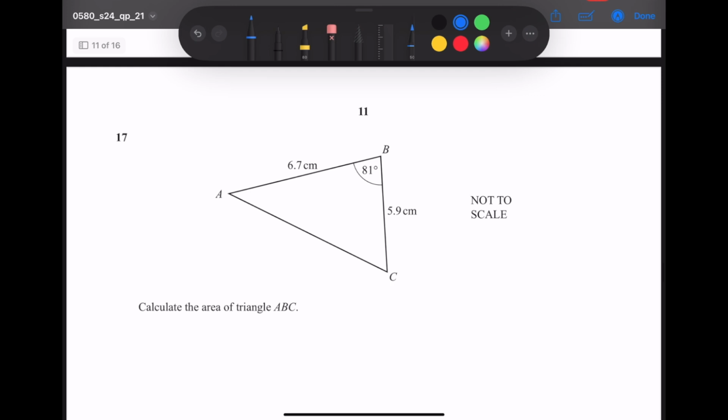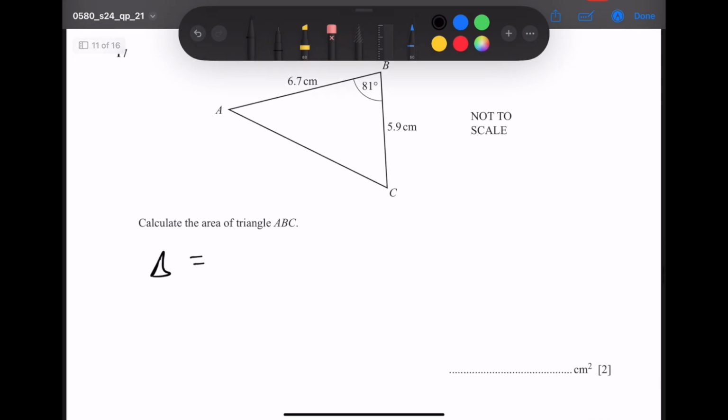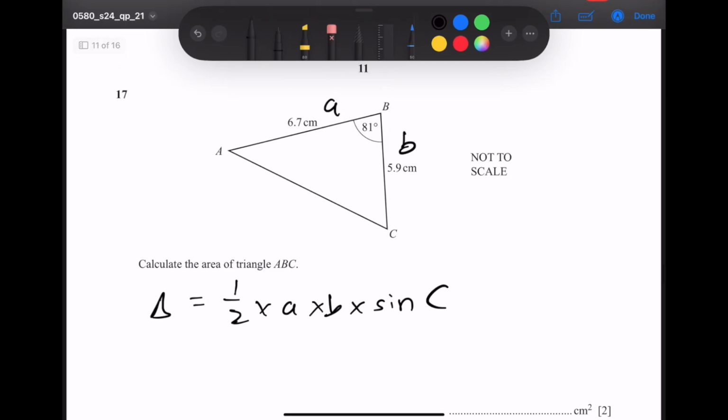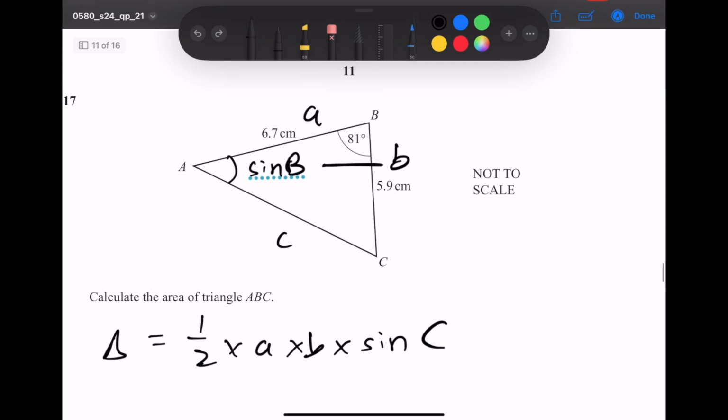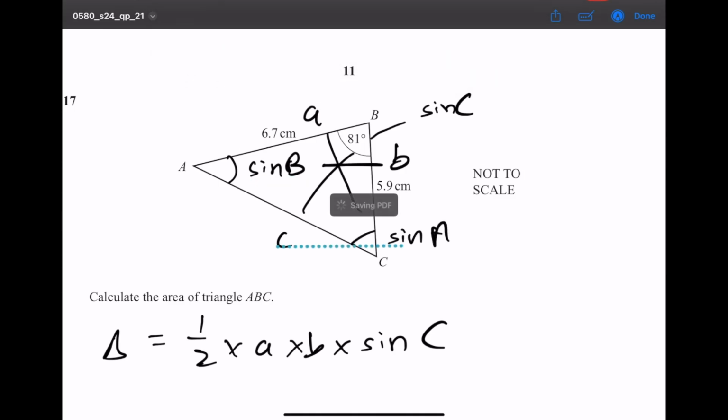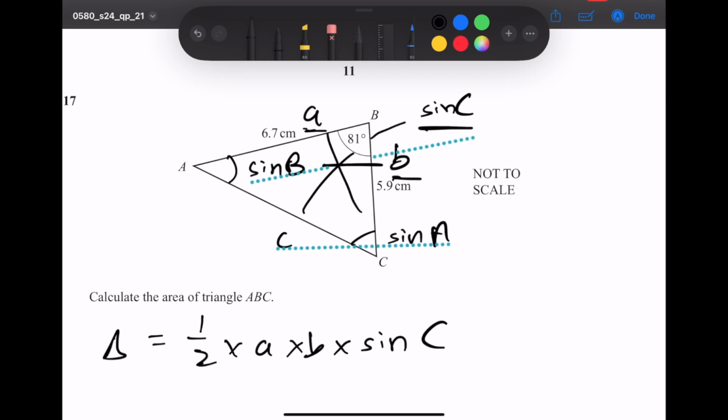For question 17, calculate the area of triangle ABC. The area of a triangle is equal to half times base times height. In this case, we are using the sine rule, so half times a times b times sine capital C. So if we have a, b, c, this is sine B, since it's opposite to b. Sorry, this is sine C, since it's opposite to c. And this is sine A, since it's opposite to a. If you have a and b and sine C, you can find the area of the triangle. I'll just erase all the unnecessary parts.